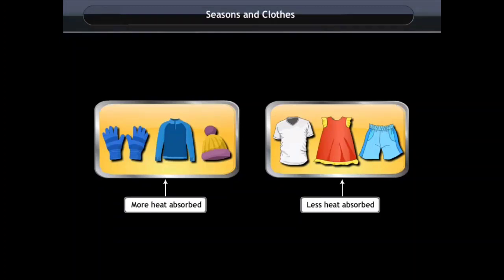How do woolen clothes keep us warm in winters? Wool is a poor conductor of heat. Also, it traps the heat, which prevents the flow of heat from our body to the cold surroundings. So, we feel warm.